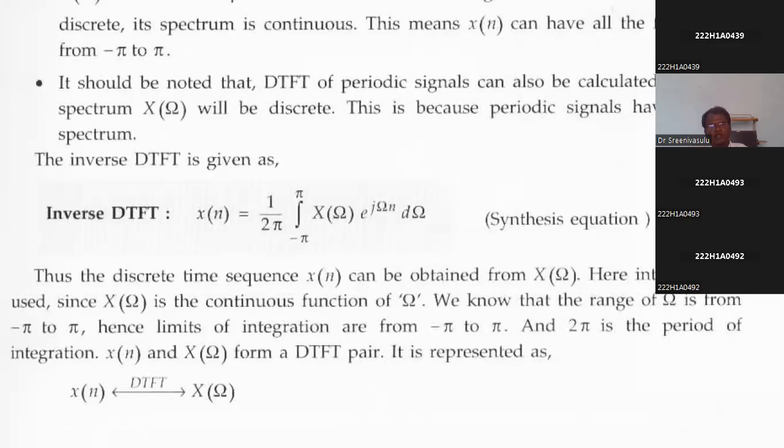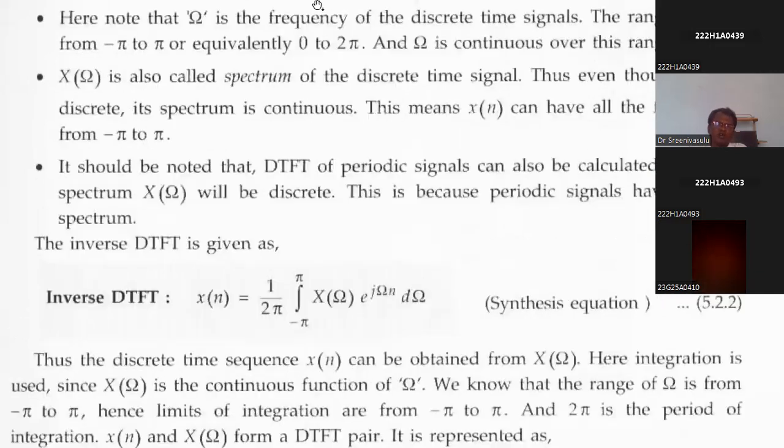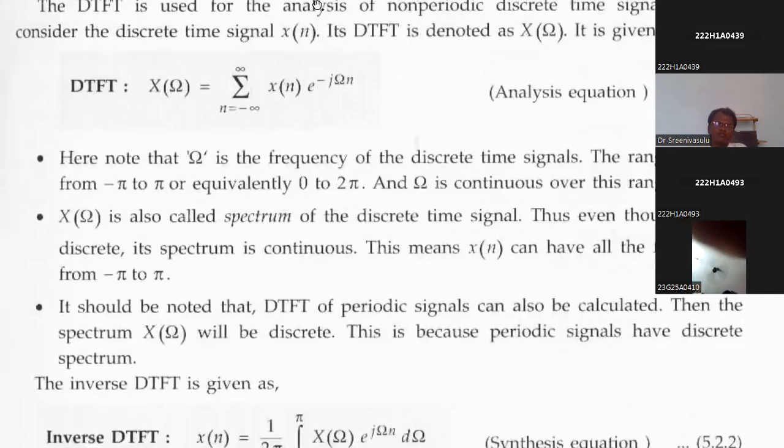The spectrum of the discrete time signal Fourier transform follows periodicity in nature. That is why the fundamental period is minus pi to plus pi, X of omega into e power j omega n into d omega. It is the relation between x of n and X of omega. The DTFT of x of n is X of omega, and the inverse DTFT of X of omega is x of n. These are the general pair.